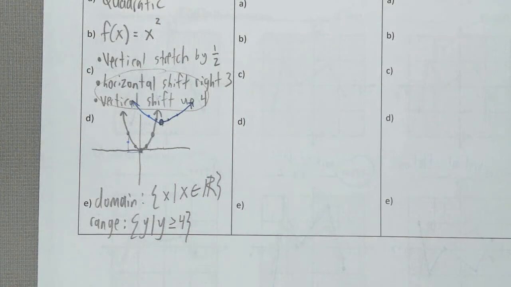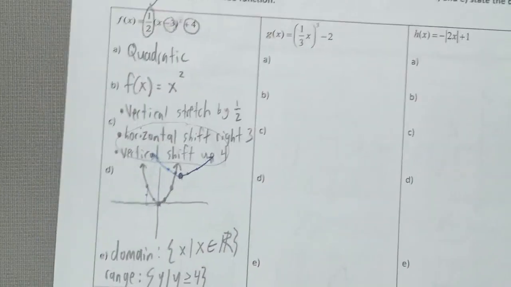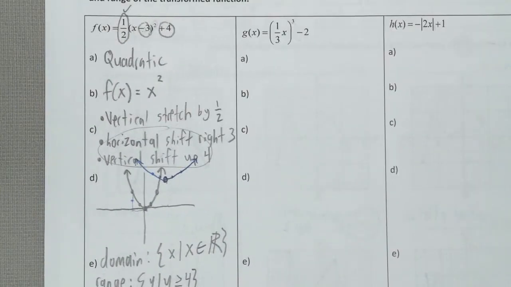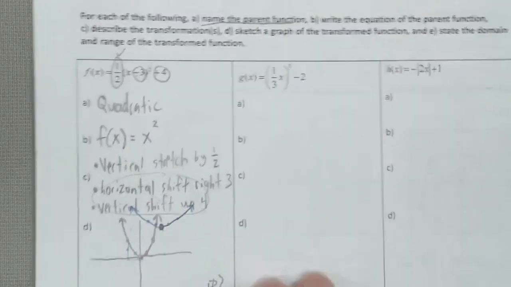It's going to be the same process every time. You're going to have to just identify what you're doing to that parent function, and you shift or stretch or move the function or reflect it as needed. Let's go ahead and do this last one here.